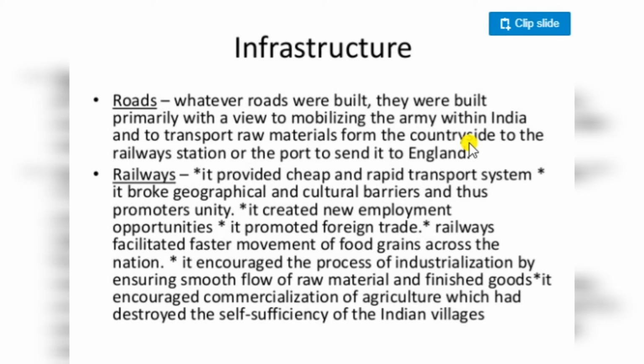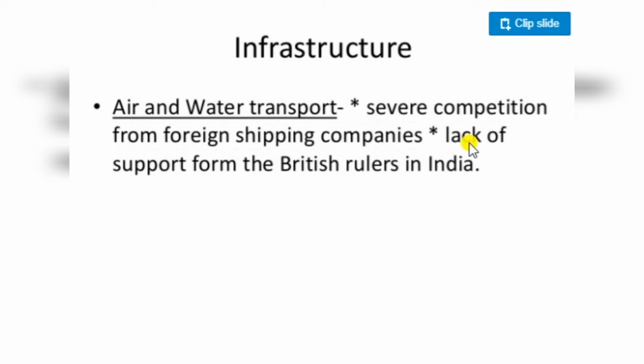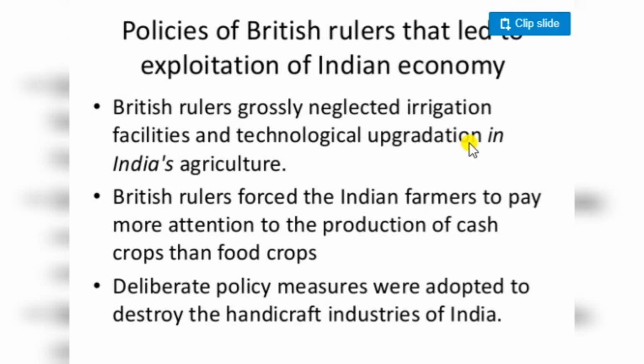Infrastructure was the main target of the British, and they focused on roads and railways, which were used as a means of transport to export and import. They also focused on air and water transport, which also helped them to export and import. These were some of the policies of British rule which exploited the Indian economy.